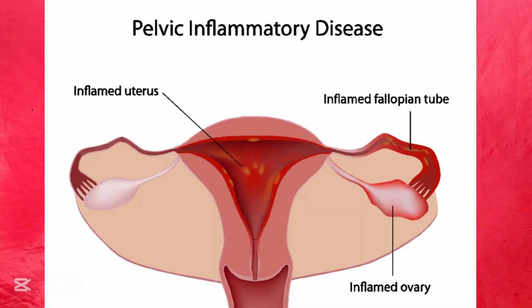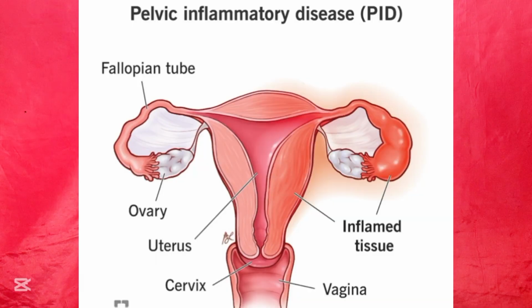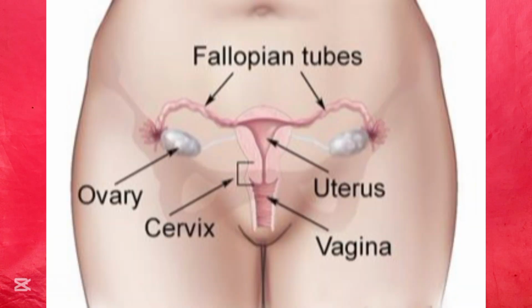In this video, I am going to talk about the pathogenesis of pelvic inflammatory disease, that is PID. So what is a pelvic inflammatory disease? This is an infection which usually affects the female reproductive system, which involves the lower genital tract or the upper genital tract, which includes the vagina, the vulva, the uterus, the ovaries, and finally the fallopian tube.